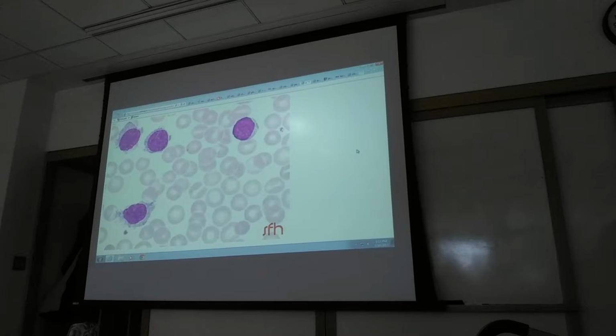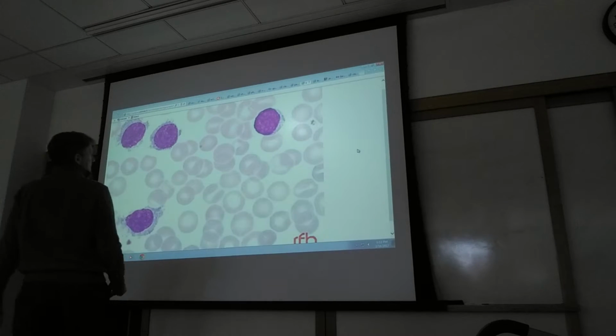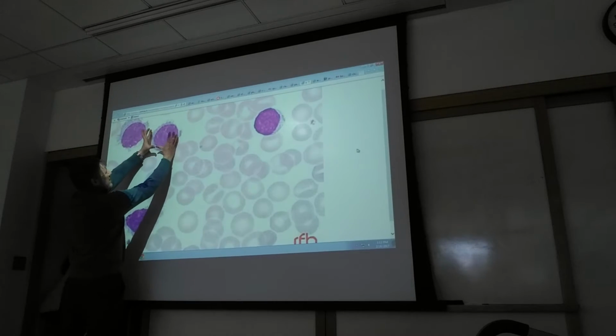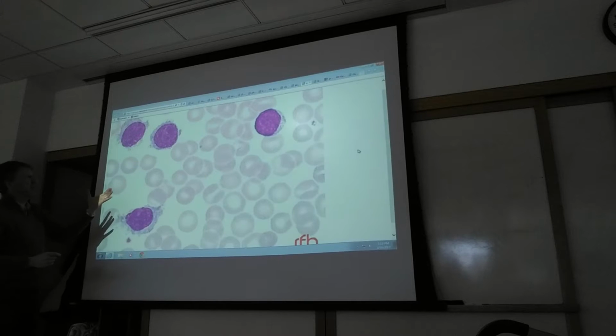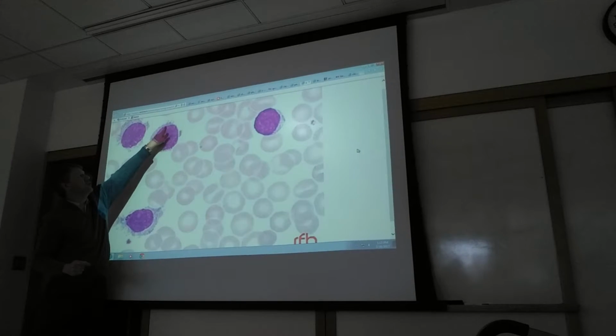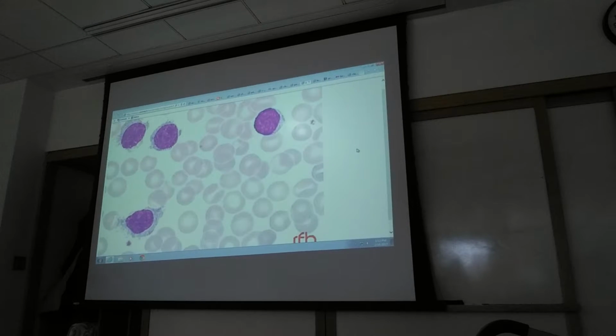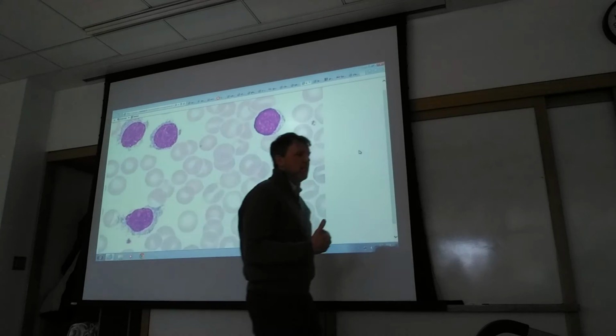Here's some more lymphocytes. Notice, again, if somebody just looked at that, you might say, hey, that's a basophil. But look for the little thin rim of cytoplasm, and look for the sharp edge of the nucleus. And that should tell you that, hey, that's a lymphocyte and not a basophil.